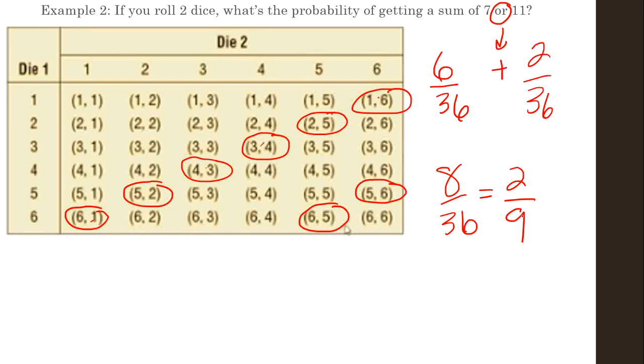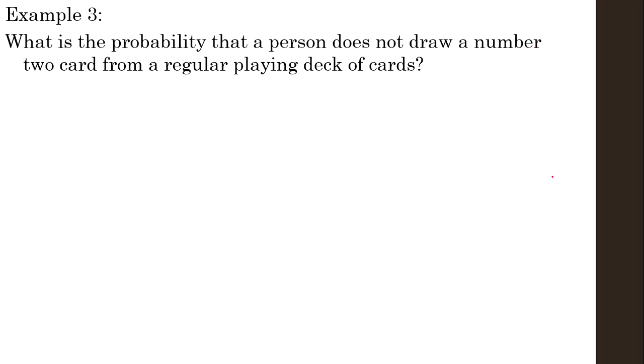So sometimes it's easier, depending on how you think about it, you can use the addition rule, or you can just count it and call it basic probability. But this one was an or probability, and this is how you would have added them, or you could have just counted them outright. But your final answer is 2/9. That's your simplest fraction. Okay, so number 3.